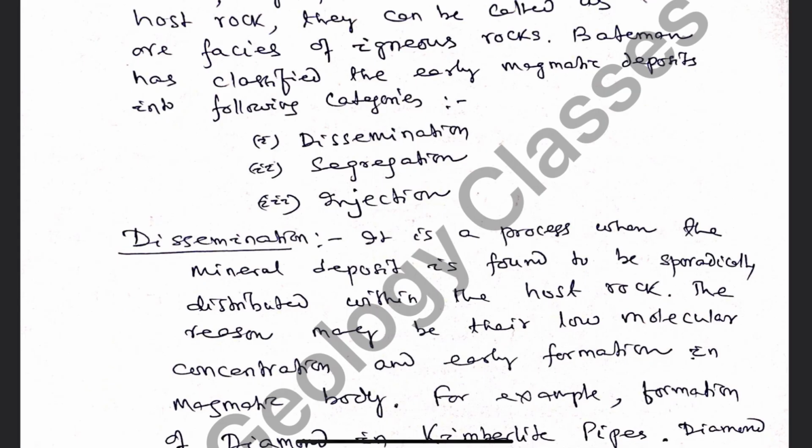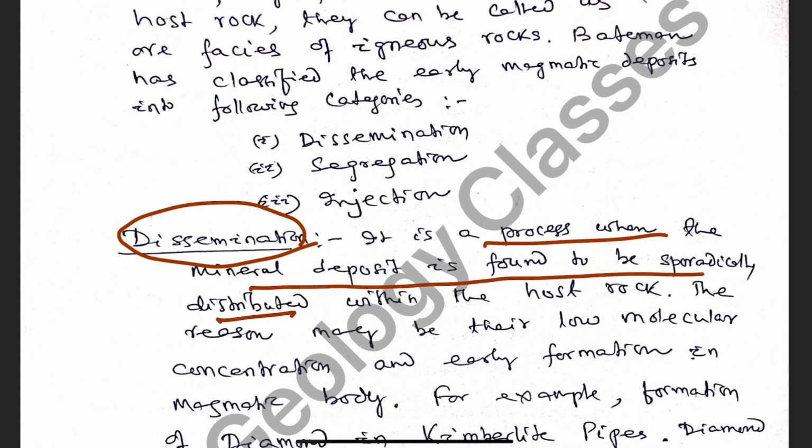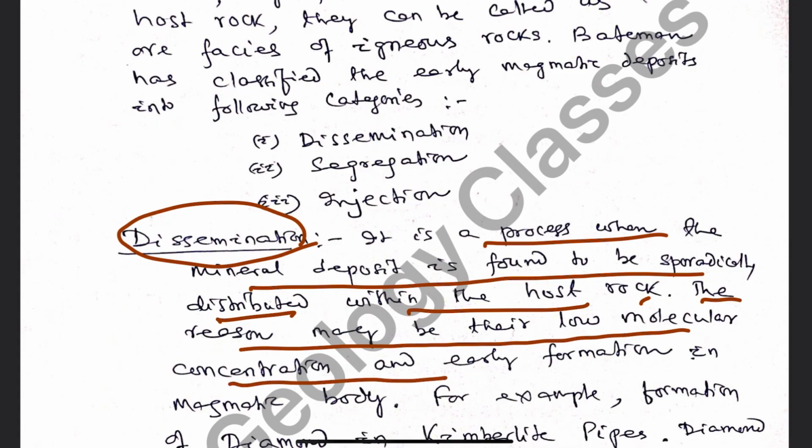and the concentrated mineral deposits form economic mineral deposits. So what is dissemination? As the term indicates, the deposit involves formation of minerals distributed here and there within the magmatic body. It is a process by which mineral deposit is sporadically distributed within the host rock. The reason may be their low molecular concentration in the magma and early formation in the magmatic body.